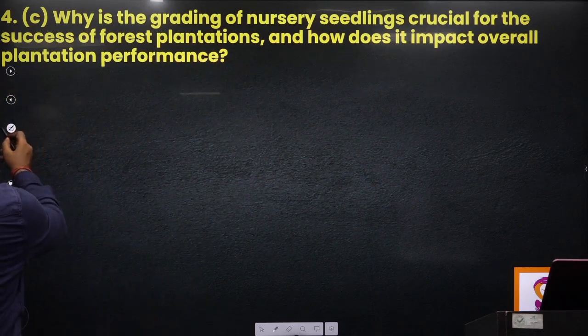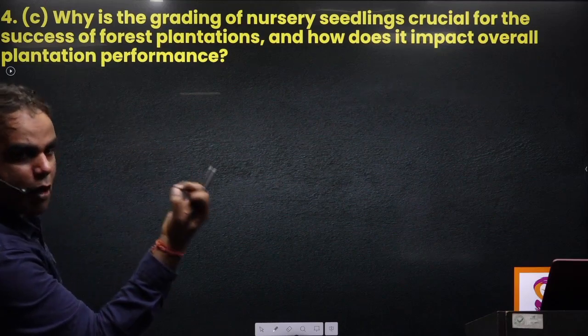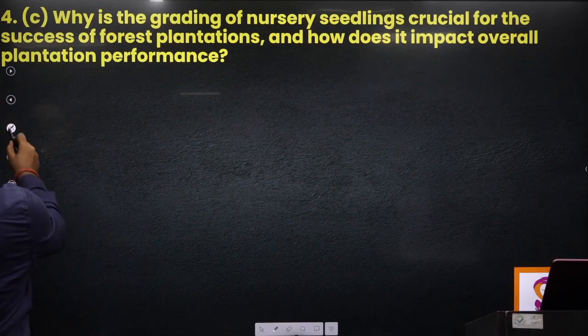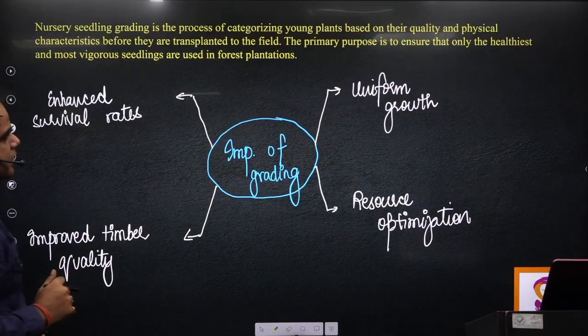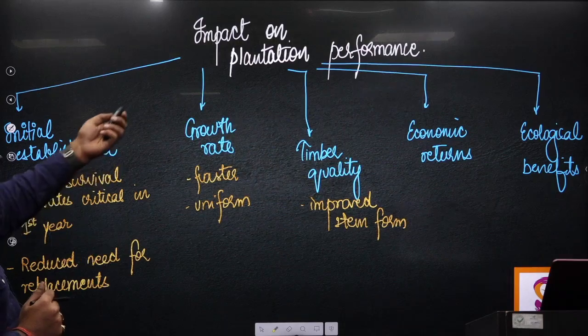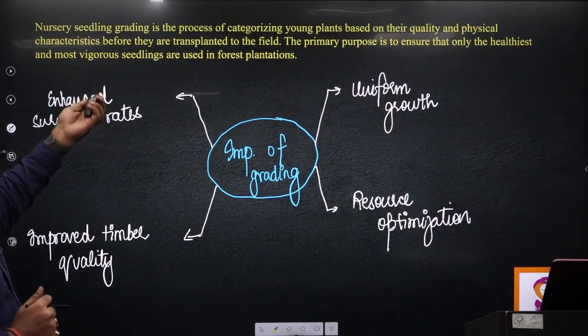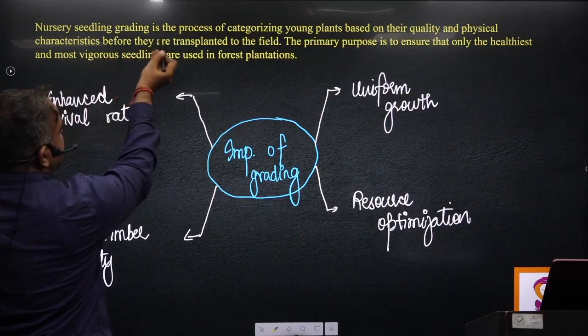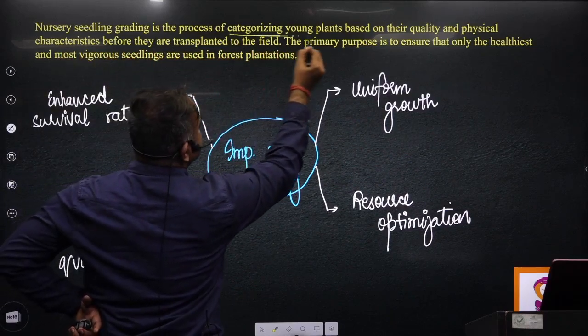Okay, so the question says: why is grading important, why is it crucial for success, and how does it impact the overall plantation performance? Two parts are there. Here we'll talk about both parts, how it impacts performance, plus the basic part. The first part is nursery seedling grading. What is the process of categorizing young plants?